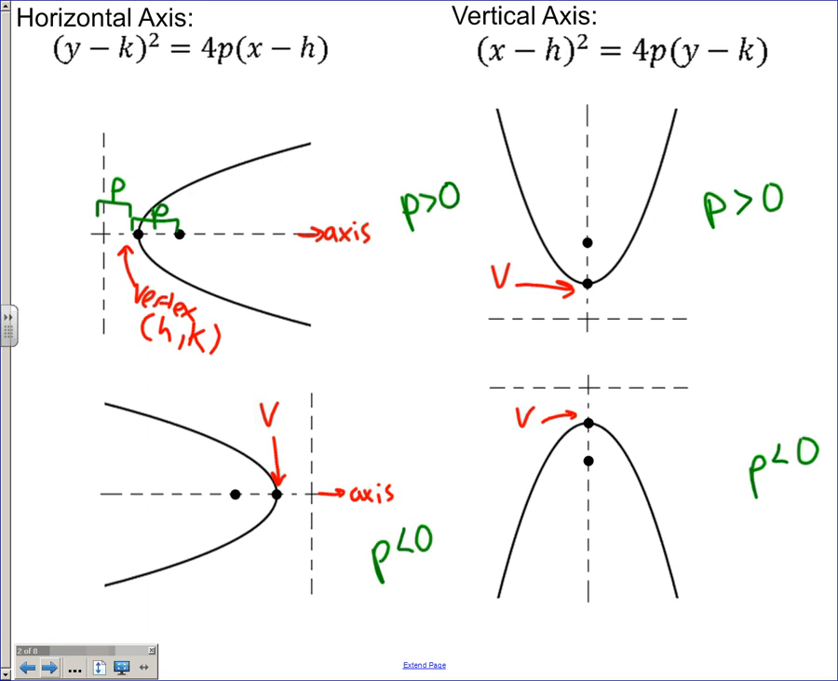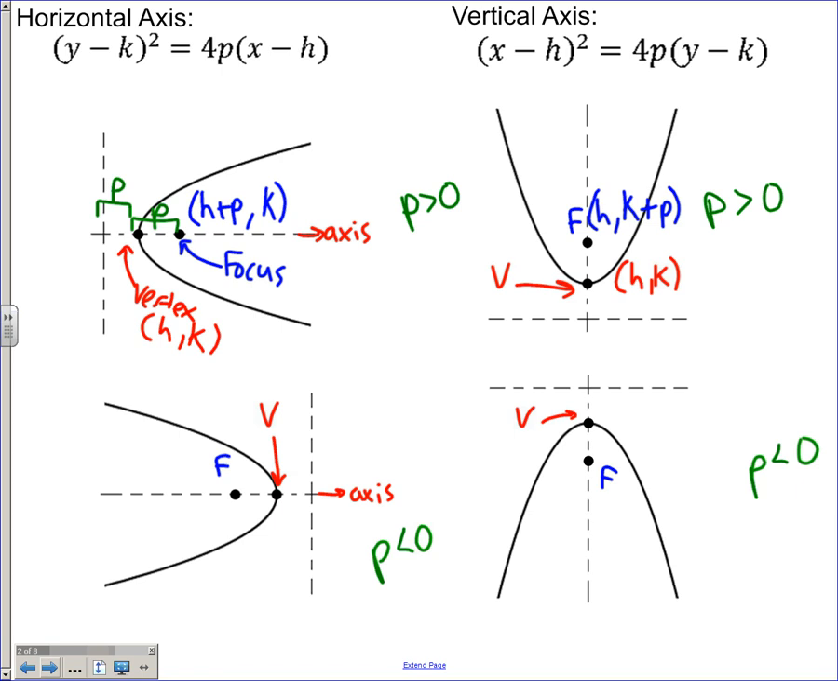And finally, we can label our focus. I'll label that with F. Our focus, we said, is the distance of p away from our vertex. So in this case, for our horizontal parabola, we would do h plus p to get our new x value, and it still has a y value of k. In our right-hand example, where we're opening upward, if our vertex is (h, k), then we're adding p to our y value instead. So our focus would be (h, k plus p).